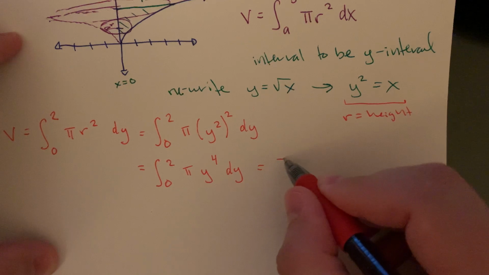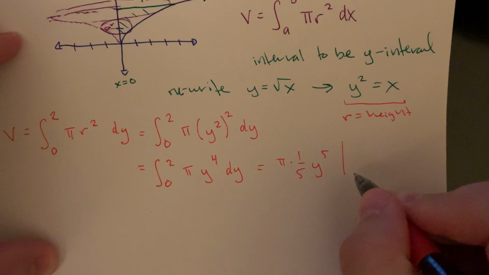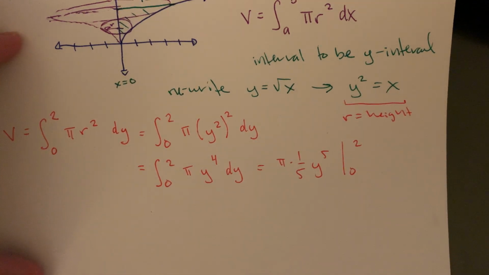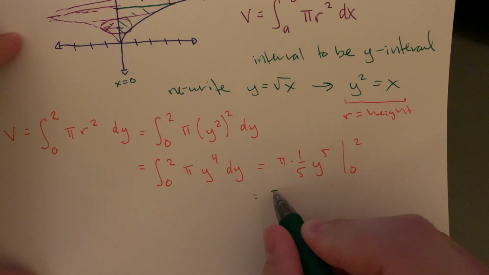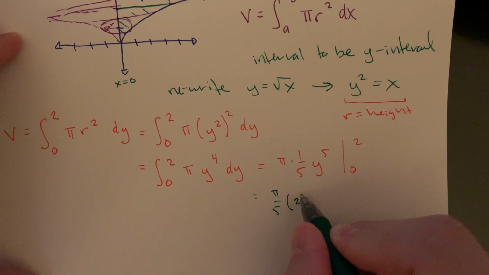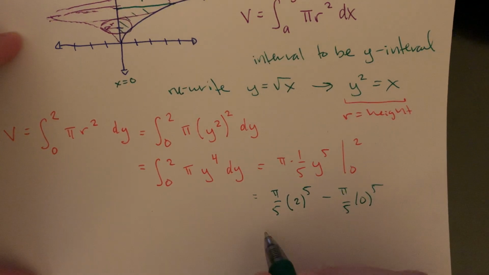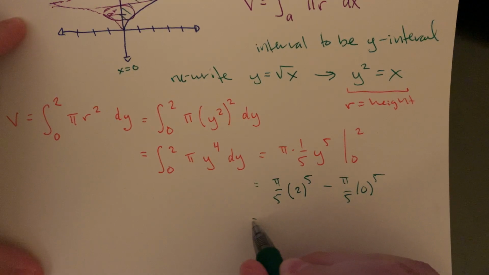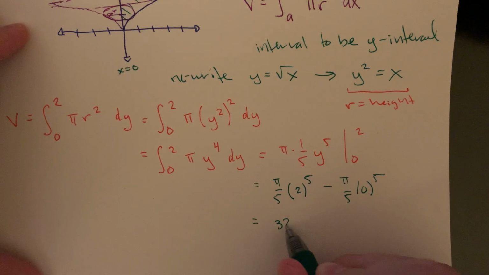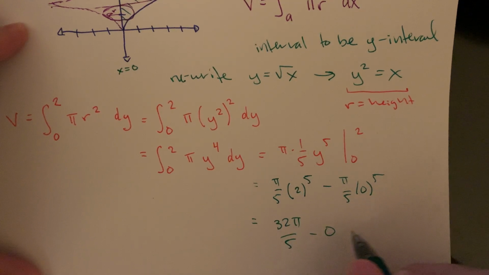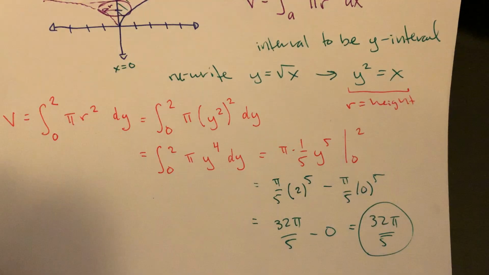So this is just going to be pi times 1/5 y to the 5 from 0 to 2. And if we sub these in, pi over 5 times 2 to the 5 minus pi over 5 times 0 to the 5. Perfection. What is 2 to the 5? I know we did that. 32. So that's 32 pi over 5 minus 0. Gets us 32 pi over 5. Perfect.